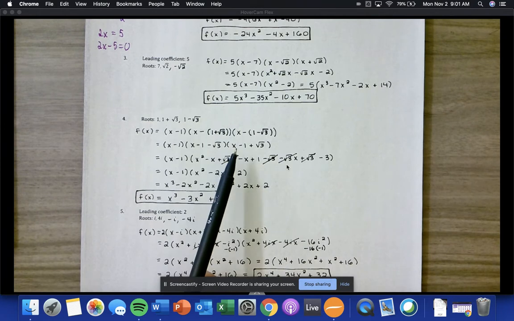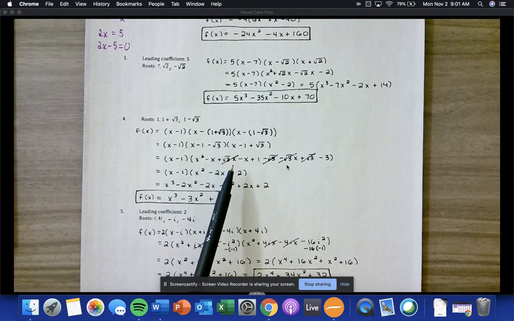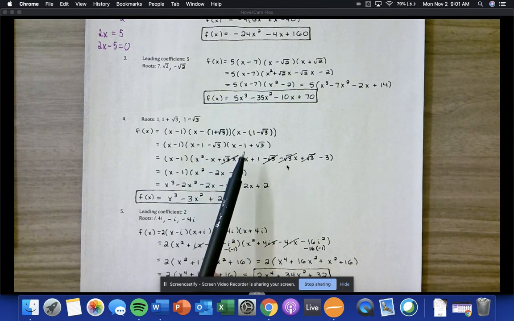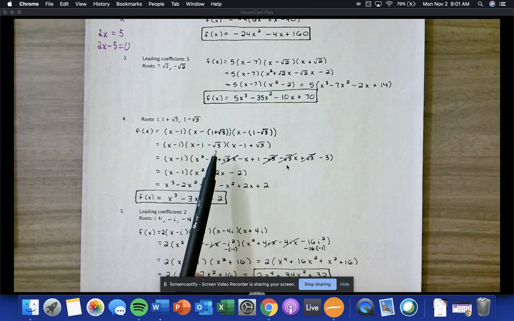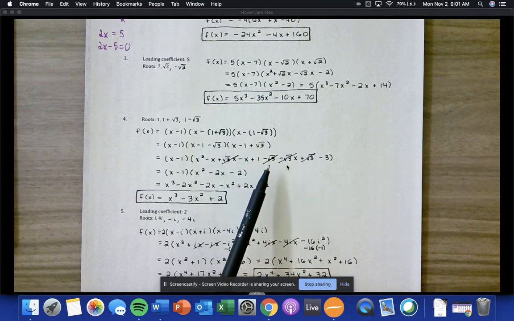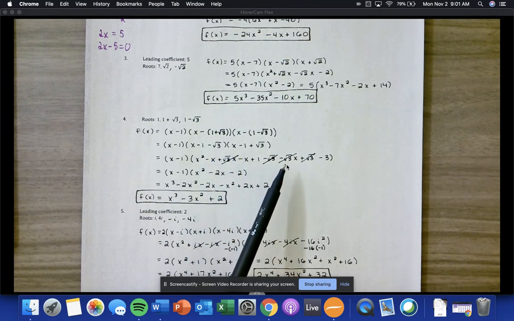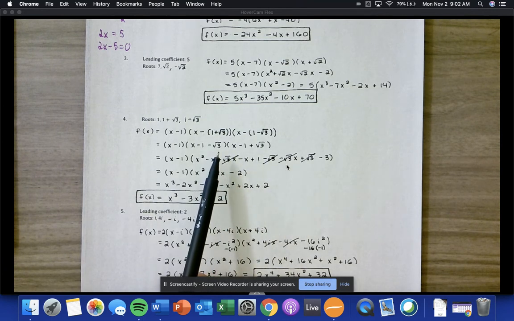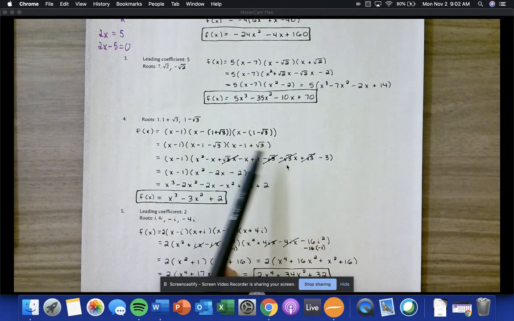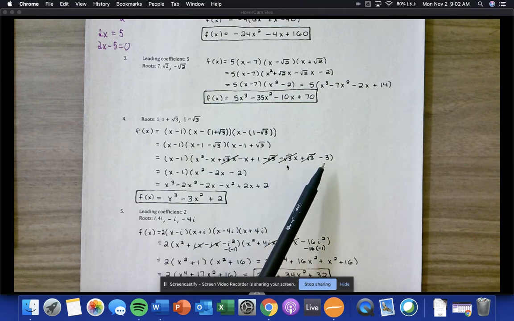So we do x times x, we get x squared. We do x times negative 1, we get negative x. We do x times the square root of 3, we get square root of 3 times x. Then we have negative 1 times x, we get negative x. Negative 1 times negative 1 gives us positive 1. Negative 1 times positive square root 3 gives us negative square root 3. Then we have negative square root 3 times x gives us negative root 3x. Negative root 3 times negative 1 gives us positive root 3. And then negative root 3 times positive root 3 gives us negative 3. Right, and we can just clean that up.